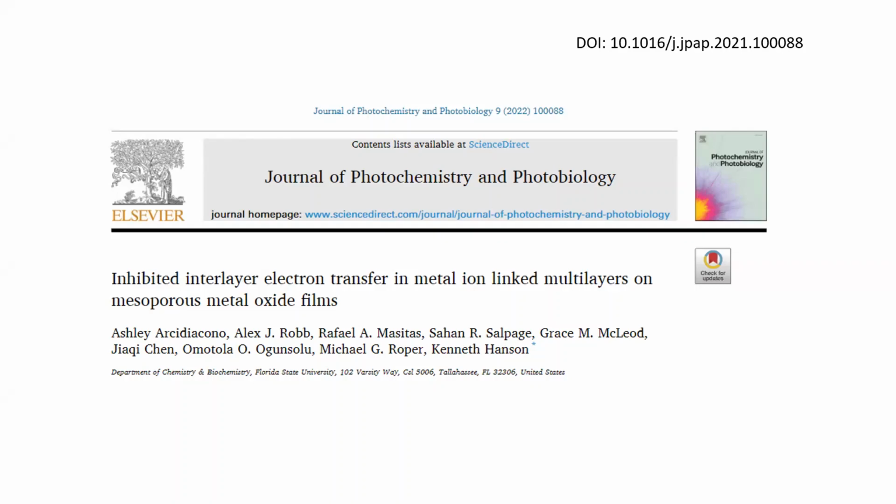Today, I'll be sharing with you our newest publication in the Journal of Photochemistry and Photobiology, titled Inhibited Interlayer Electron Transfer in Metal Ion Linked Multilayers on Mesoporous Metal Oxide Films. We're joined in this publication by Professor Michael Roper from Florida State University.